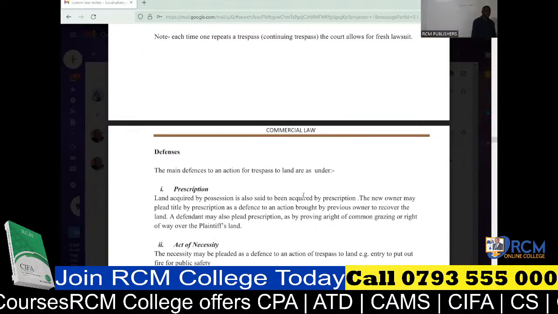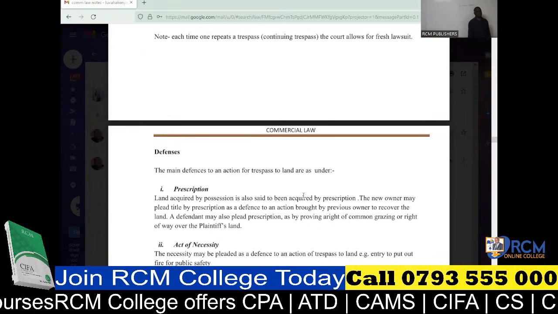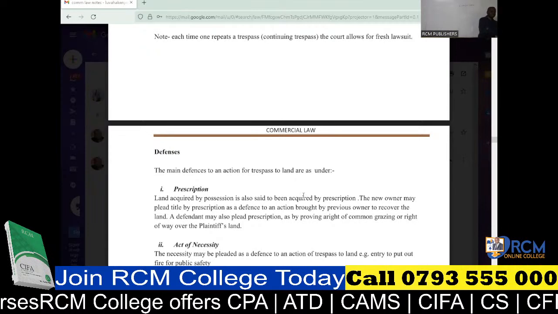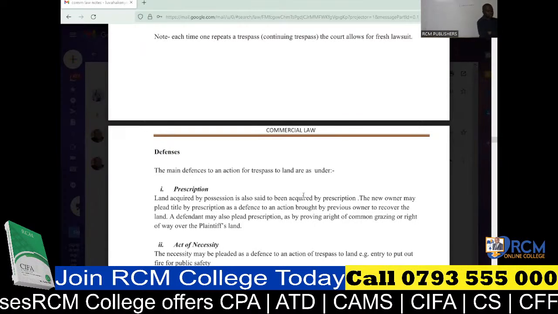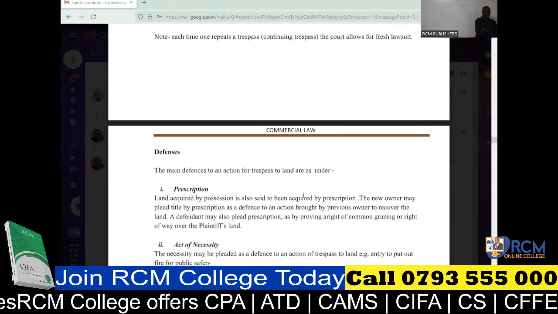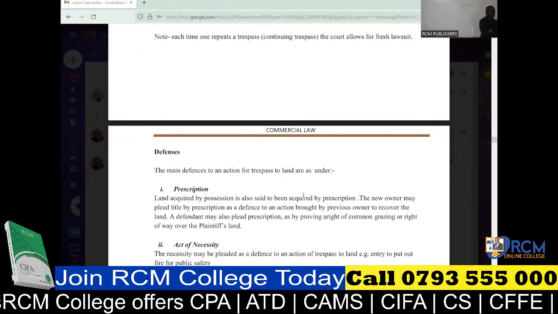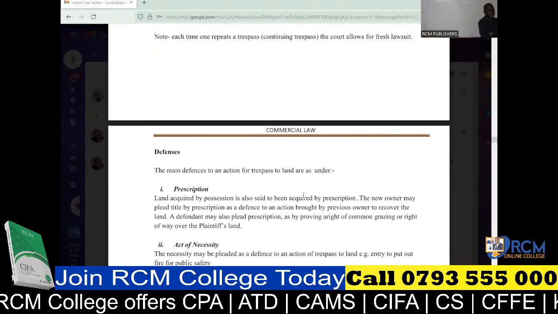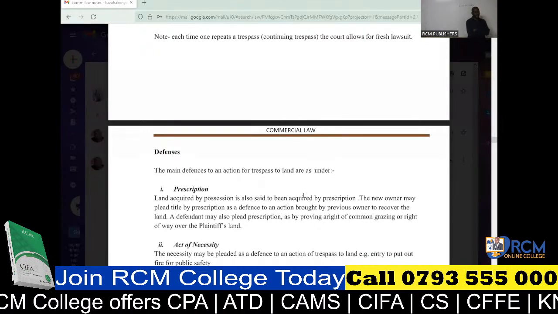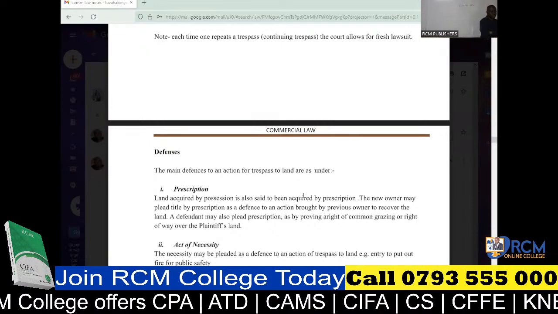So prescription. A person can defend himself if he has been accused of the tort of trespass with regard to land through what we call prescription. Land acquired by possession is also said to have been acquired by prescription. So the new owner may plead title by prescription as a defense to an action brought by a previous owner to recover the land. A defendant may also plead prescription by proving a right of common grazing or right of way over the plaintiff's land.